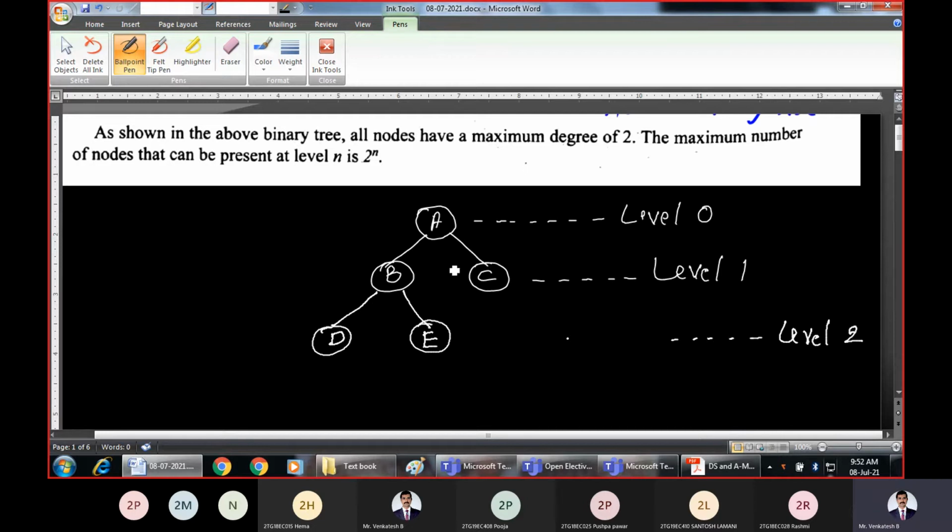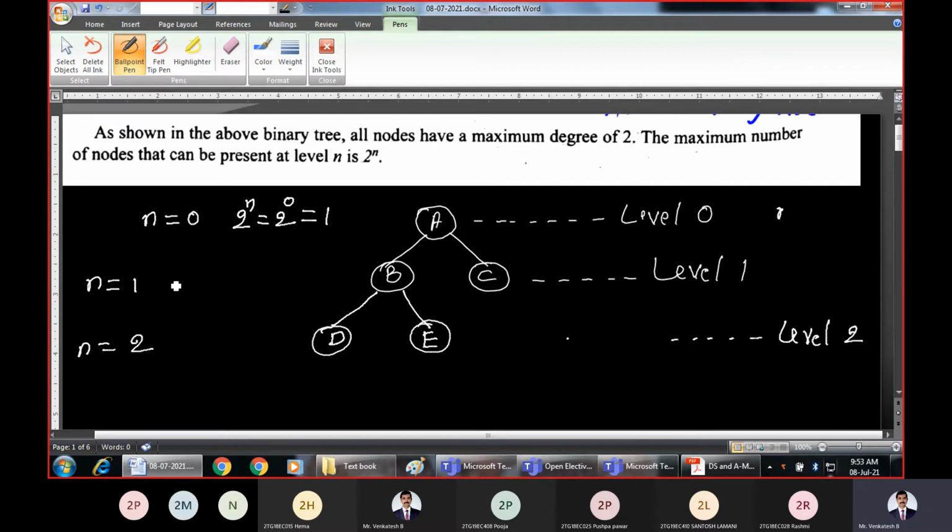So what the formula says now is that the maximum number of nodes that can be present at level n is 2 raised to n. So what is the value of n? At this level the value of n is 0, at this level n is 1, and at this level n is 2, because it is level 2, level 1 and level 0. Now you apply the formula, 2 raised to n. For n equal to 0, 2 raised to 0 is equal to 1. So the maximum possibility at this level is 1. More than 1 you cannot have at this level.